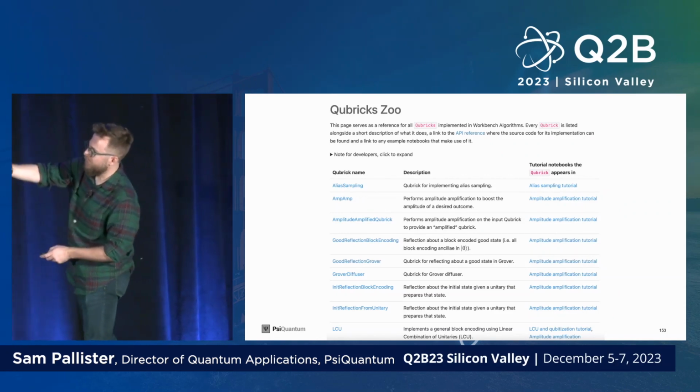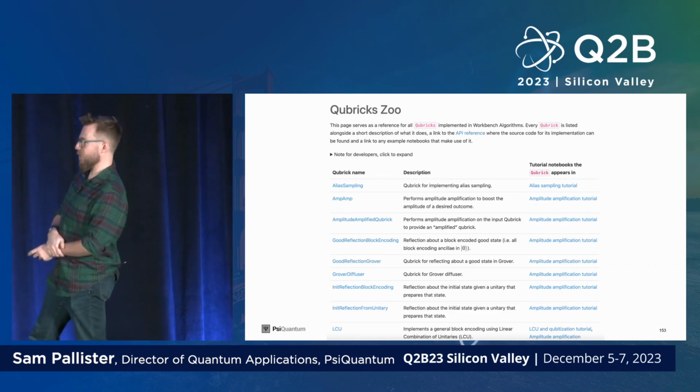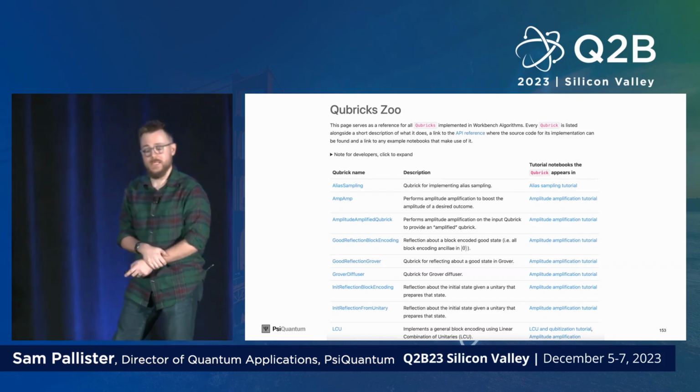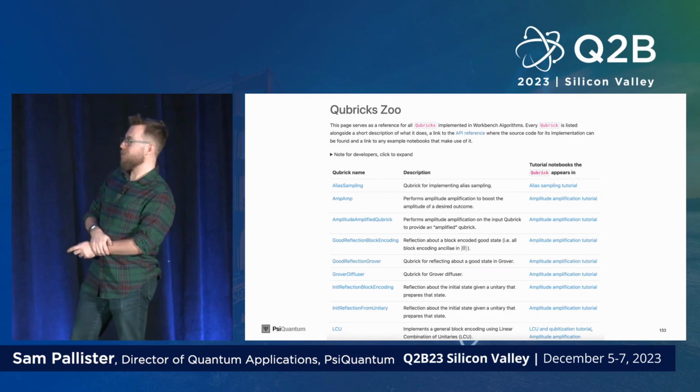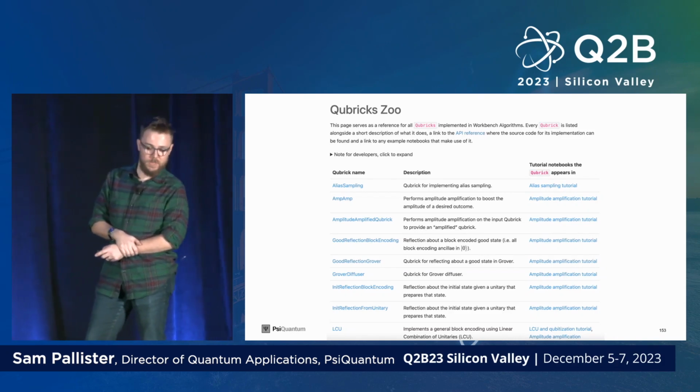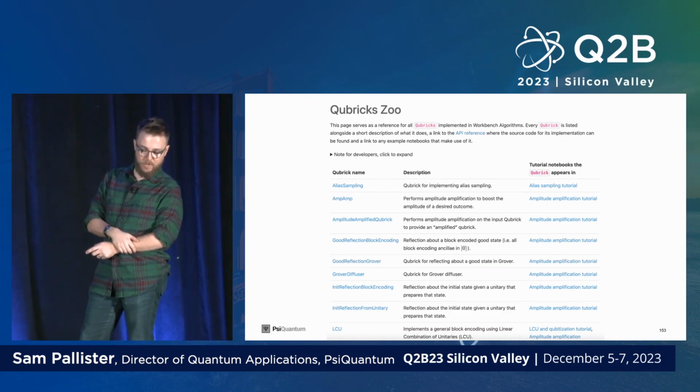And most of the constituent subroutines that we've implemented are ubiquitous across a variety of algorithms. And they've been written in a way as to be application agnostic as possible. And we'll see an example of that in a few slides' time.